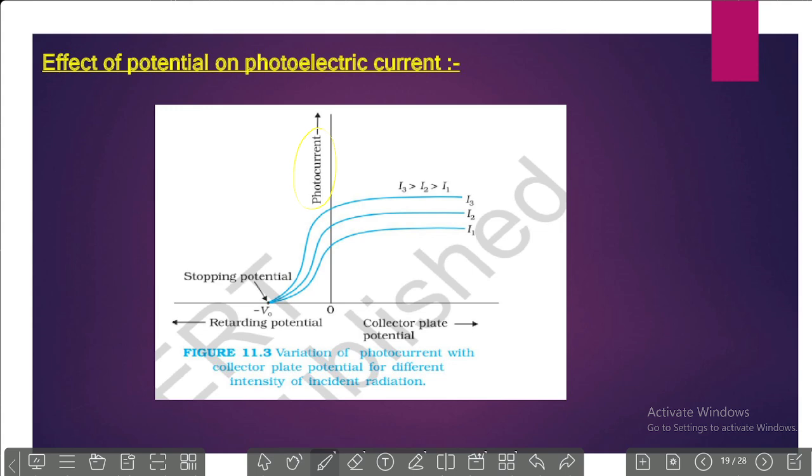And in the x-axis what we have taken? Collector plate potential. So here, the negative x-axis is the retarding potential. What potential? Retarding potential.